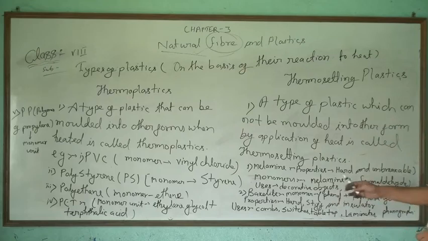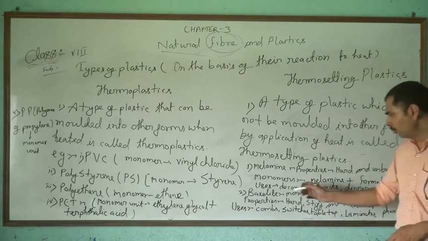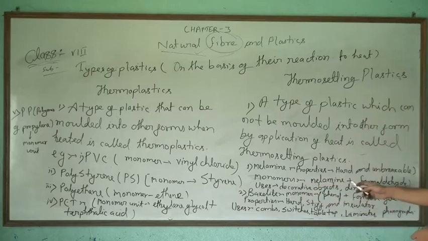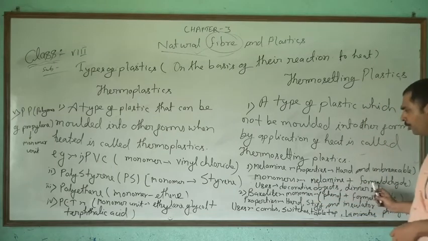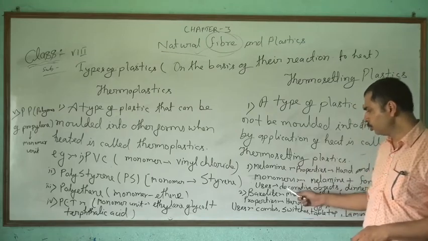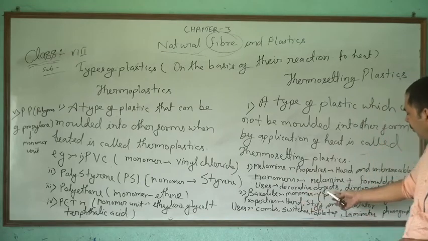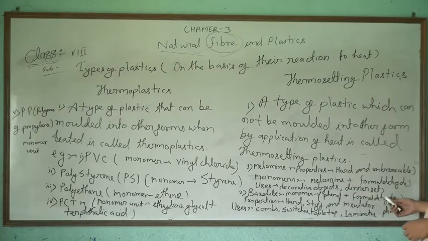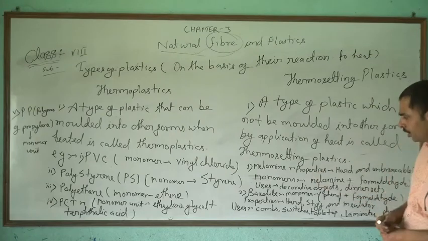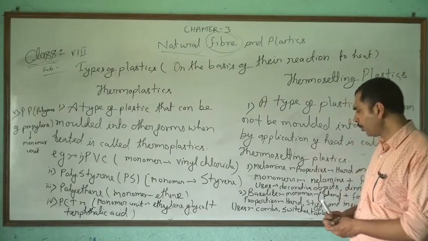Here, melamine has the properties of being hard and unbreakable. The monomer units are melamine plus formaldehyde. These are the monomer units from which melamine is made. It is used for making decorative objects and dinner sets. All are for decorative purposes.